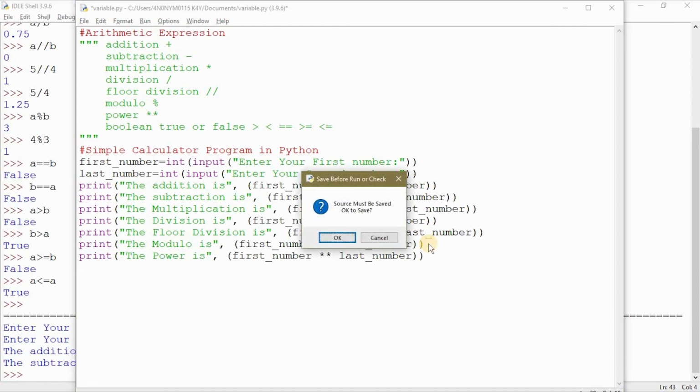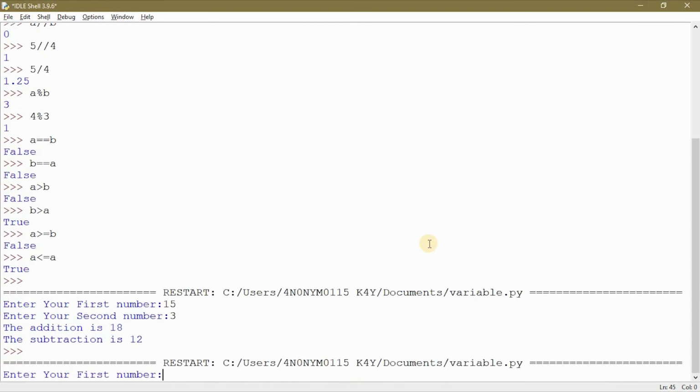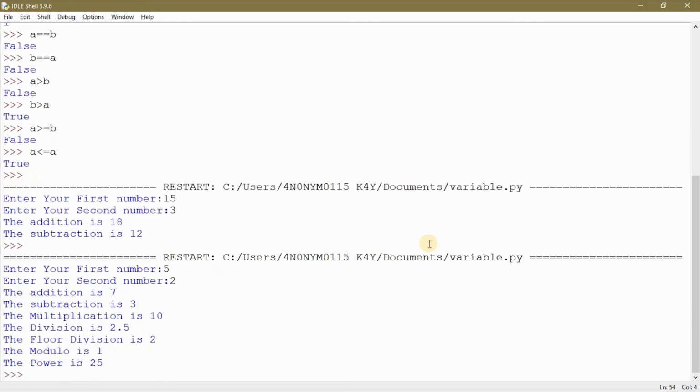So let's run this. It's asking me to enter my first number. My first number is 5, and my second number is 2. You can see the addition is 7, 5 plus 2 is 7. 5 minus 2 is 3. 5 times 2 is 10. 5 divided by 2 is 2.5. Then the floor division gives 2, which ignores the number after the decimal, and then the modulo is 1. And 5 power 2 is 25. You can see it's very, very easy.